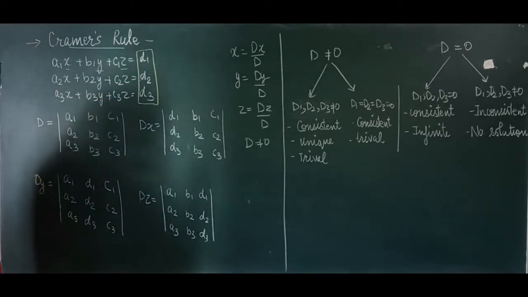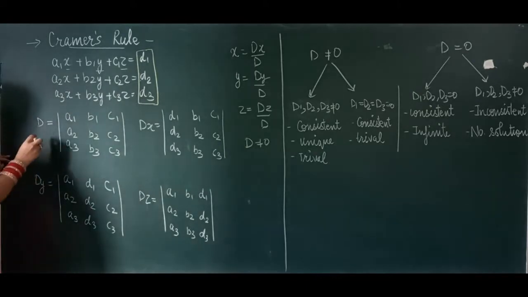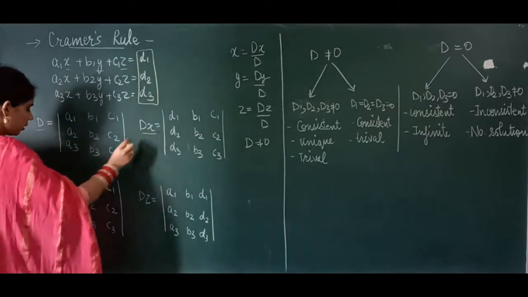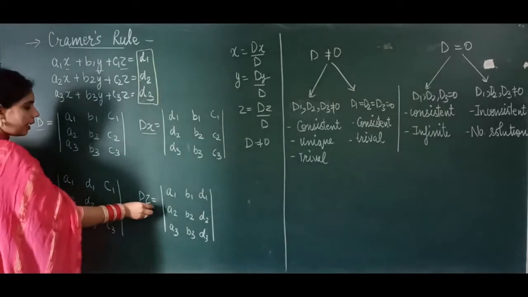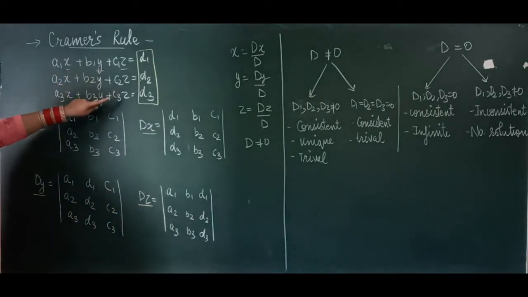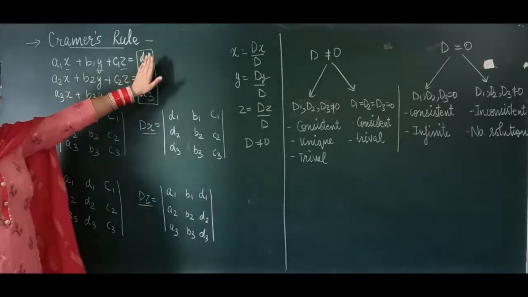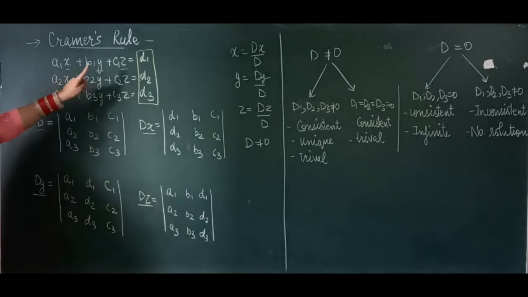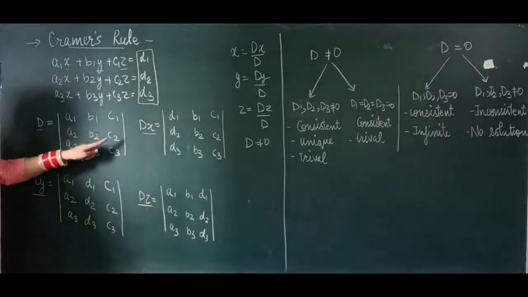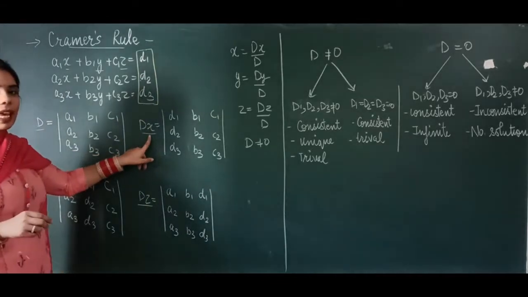So students, first of all, we will find D, Dx, Dy and Dz. How will we find D? We will simply write all the coefficients in the determinant form except the constants. जितने भी x, y, z के coefficients हैं हम उसको determinant form में लिख देंगे. Then how will we find Dx?